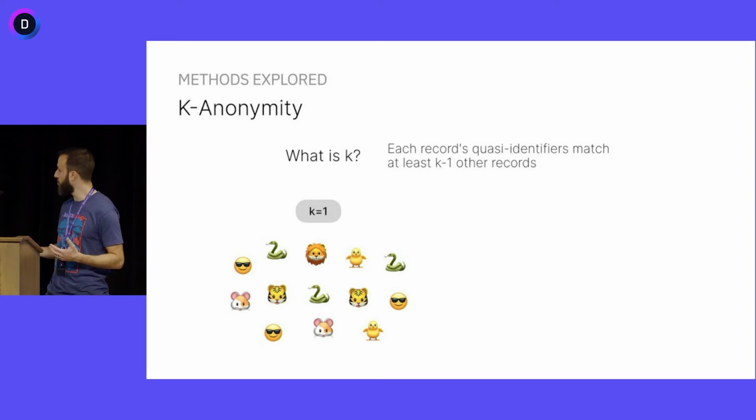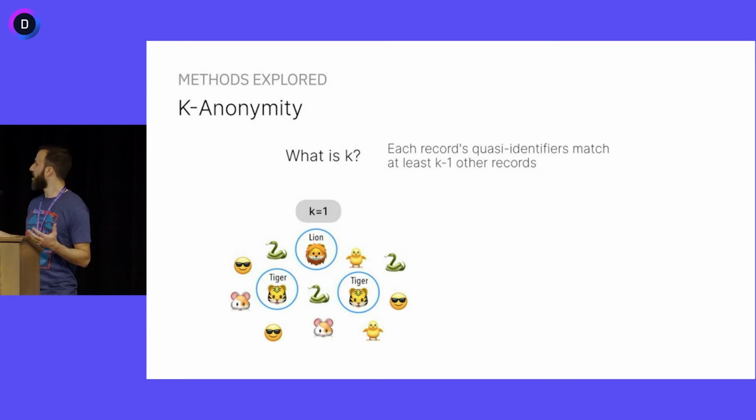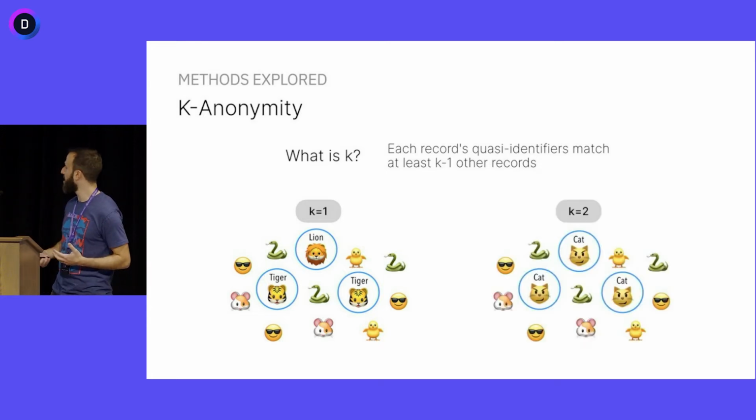and so what we do is we want to generalize some values. And so here we will take the unique value, this lion, and we will group it with the tiger, and then we can say they're all cats. And so now that unique row has been eliminated, and k equals 2.